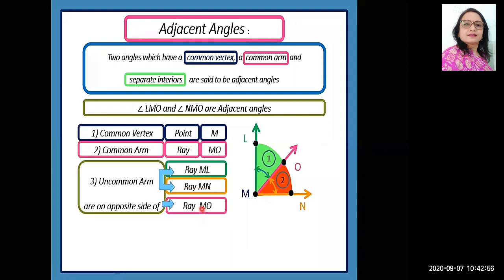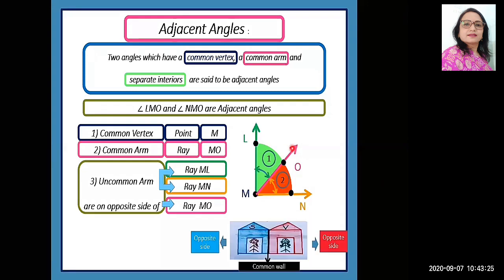The third condition is that the uncommon arms are on opposite sides of the common arm. Uncommon arms means the other arms, and they are on opposite sides of the common arm. Ray ML and ray MN are on opposite sides of the common arm ray MO. So the third condition is this. See here, on the opposite sides of the common wall are S's wall and V's house wall, opposite sides.